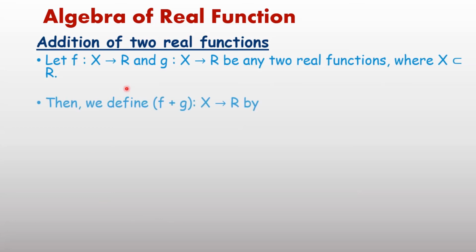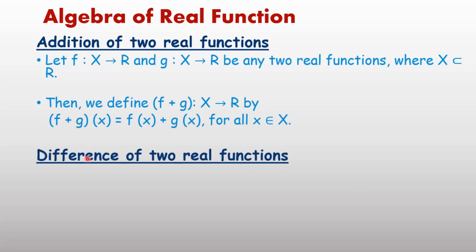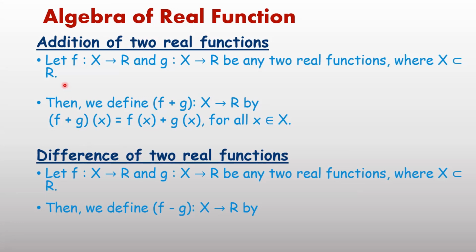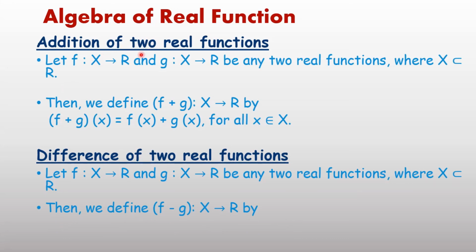Algebra of real functions. Whenever two functions f and g are given, and X is a subset of R, then addition of two functions we can define as (f plus g)(x) equal to f(x) plus g(x) for all x belongs to X, and difference of two functions we can write as (f minus g)(x), means f(x) minus g(x).